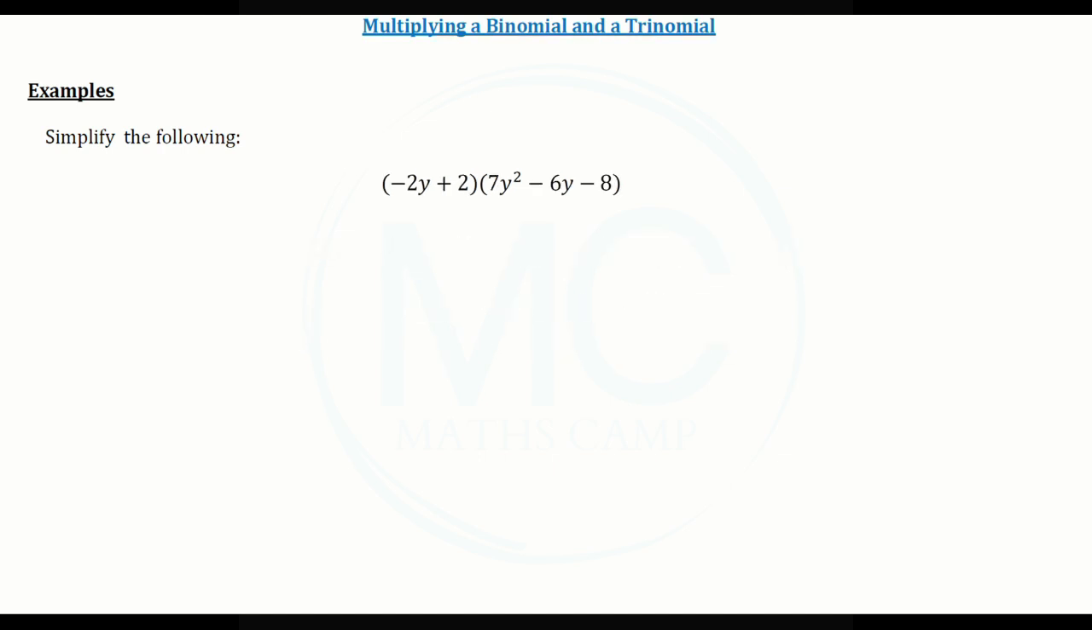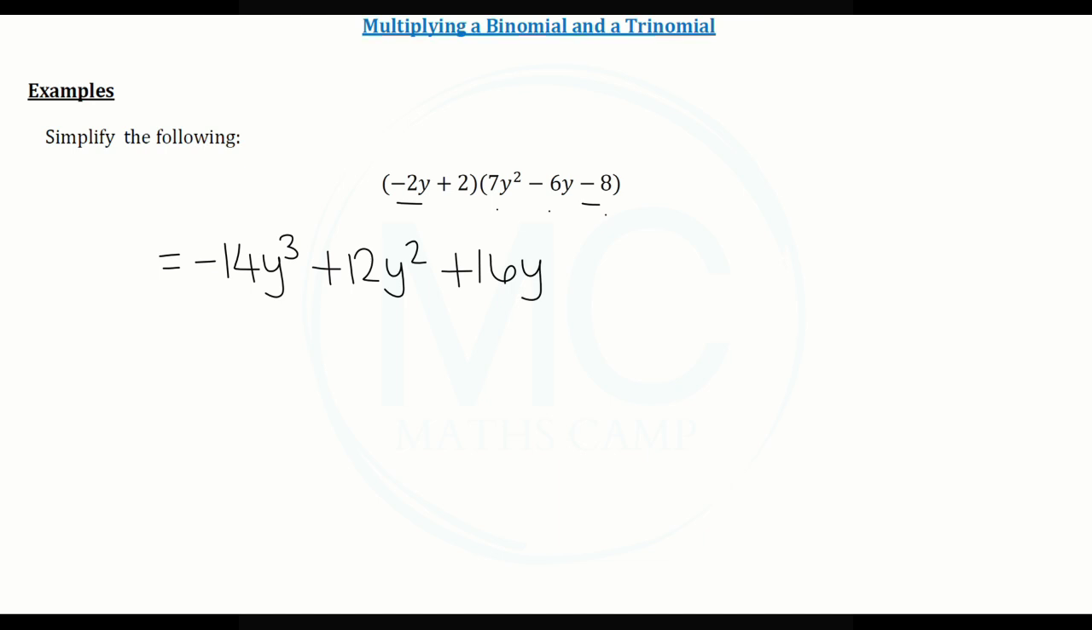Let's look at another example. Negative 2y plus 2 multiplied by 7y squared minus 6y minus 8. Let's start by multiplying negative 2y by the terms in the trinomial. Negative 2y multiplied by 7y squared gives us negative 14y cubed. Negative 2y multiplied by negative 6y gives us positive 12y squared. And finally, negative 2y multiplied by negative 8 gives us positive 16y.